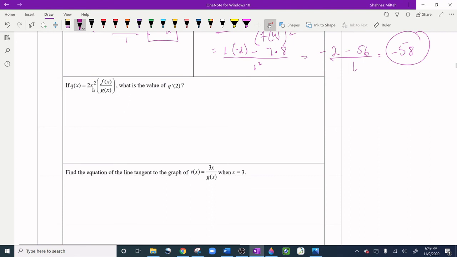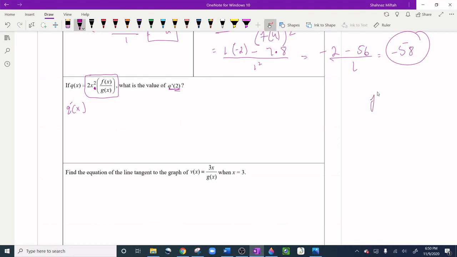If q of x is 2x squared times f of x over g of x, what is the value of q prime of 2? If you pay attention, q prime of 2 means I have to plug in 2, but I have to take a derivative of q. So q is right there, then I'm going to take a derivative of q prime of x. If we look very closely at this whole question, don't you see they are multiplying, which means I'm going to use a product rule first. When I see it, they are multiplying.